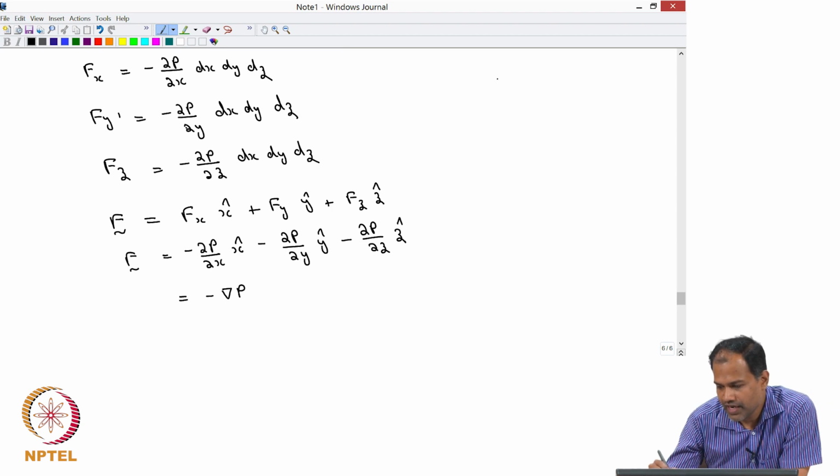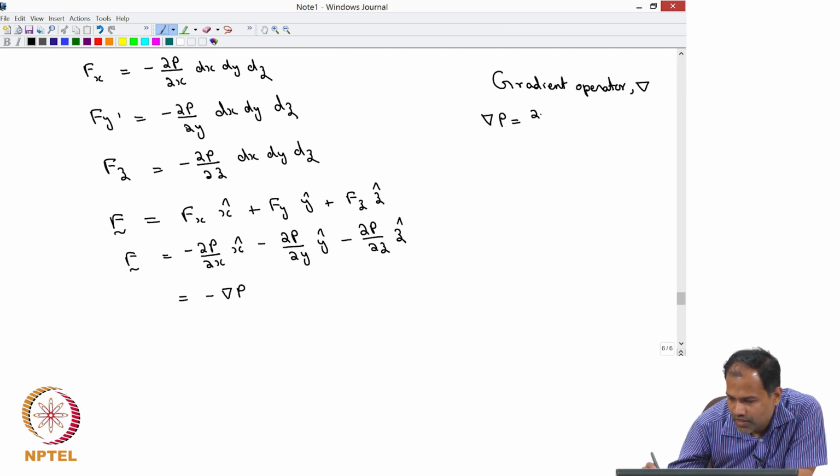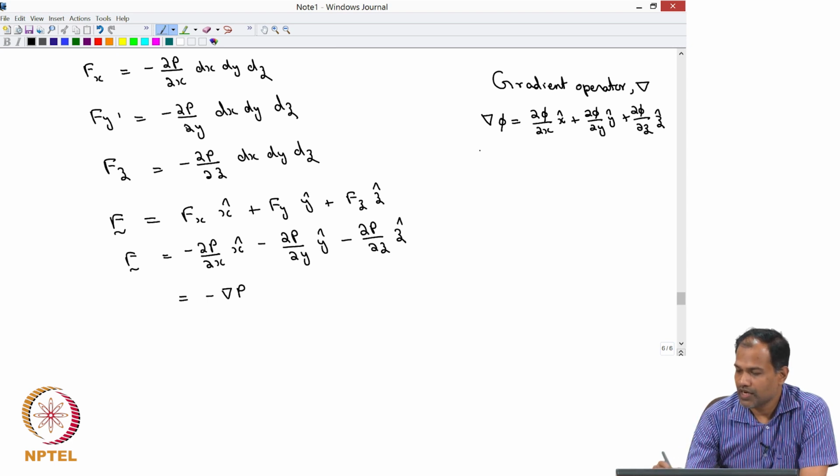So, what is grad? Grad is nothing but the gradient operator. When grad is acting on some quantity, let us say del phi, that means dou phi by dou x in the x direction plus dou phi by dou y in the y direction plus dou phi by dou z into z cap. Okay. So, that is the definition of the gradient operator.